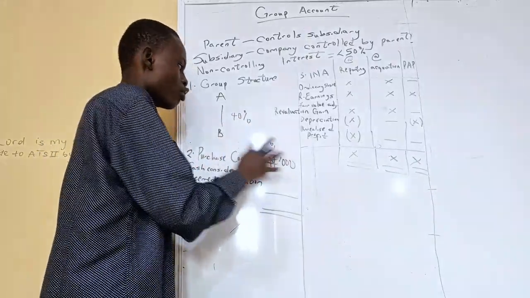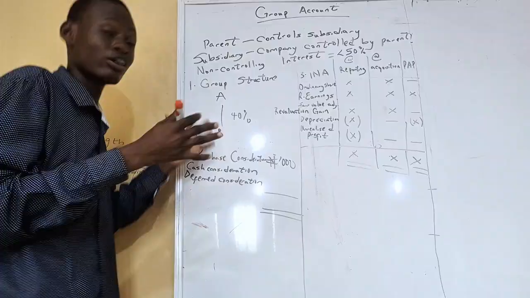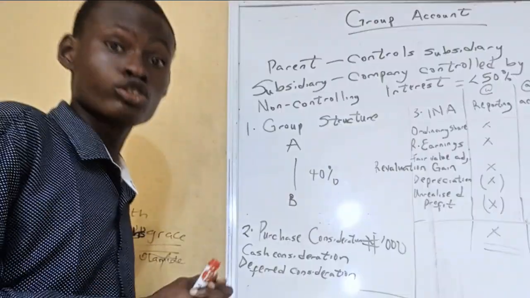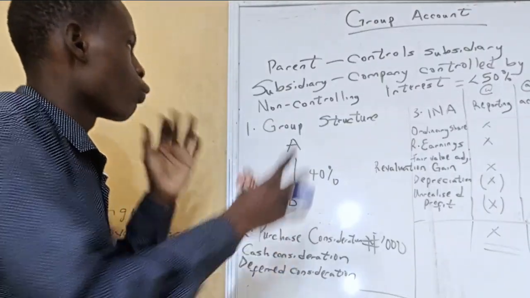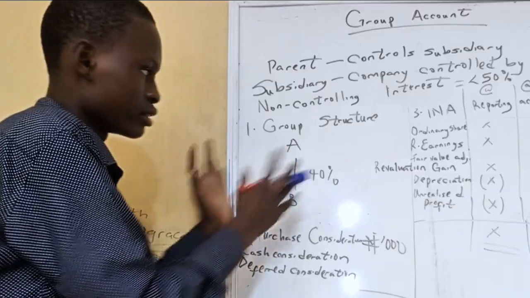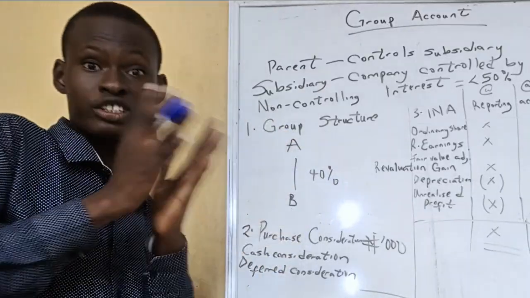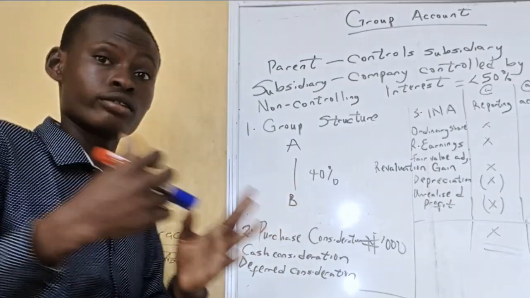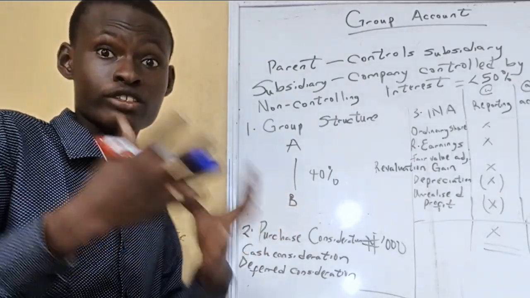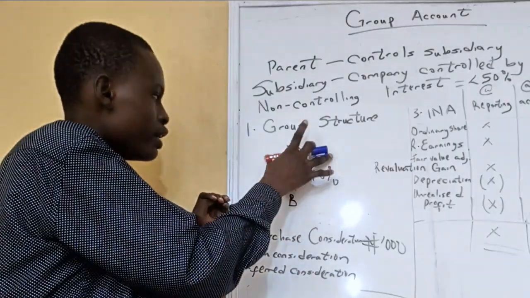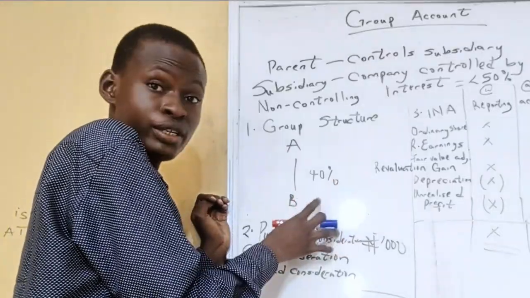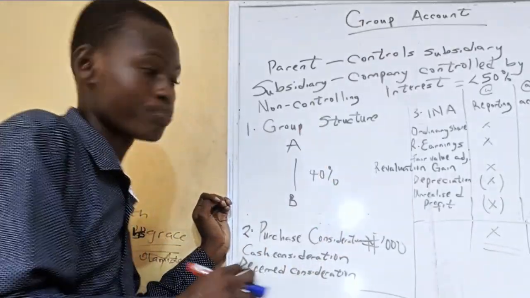Whenever you are calculating any question under group accounting, the first thing you do is to draw your group structure. This is simple group accounting, and this is basically for skills level ICAN, because in professional you deal with complex group accounting. So now A acquires 40% of B. This is the group structure.